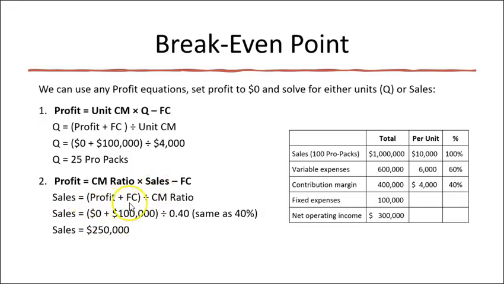Next, to determine the break-even sales, rewrite that equation as well and solve for sales. Sales equals profit plus FC divided by CM ratio. Set profit to zero plus the $100,000 of fixed cost divided by 0.4, which is the same as 40% as our CM ratio. We would then have 100,000 divided by 0.40, which means our break-even sales would be $250,000.